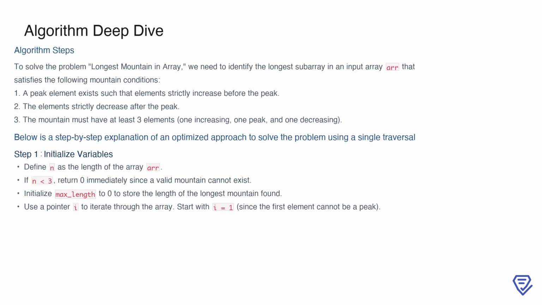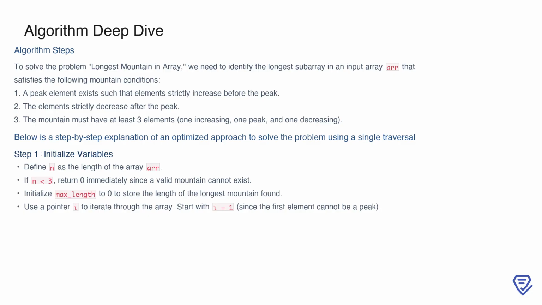To solve the problem of finding the longest mountain in an array, we need to identify specific subarrays that meet the criteria of a mountain. A mountain consists of elements that strictly increase to form a peak, and then strictly decrease after the peak. Importantly, this mountain must have at least three elements: one part that increases, one peak, and one part that decreases.